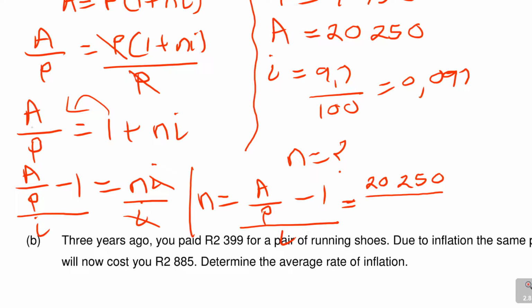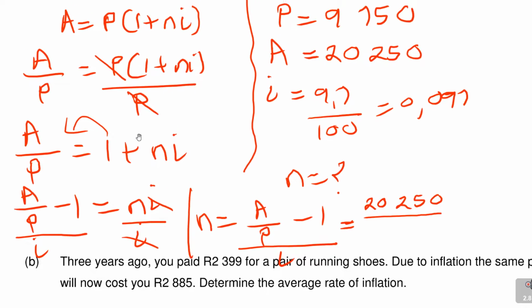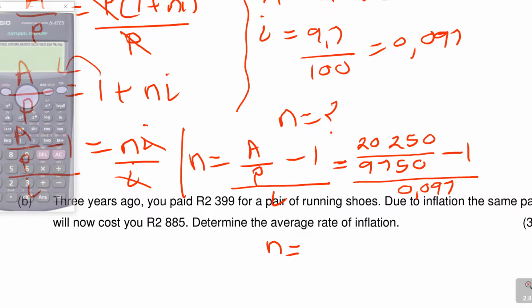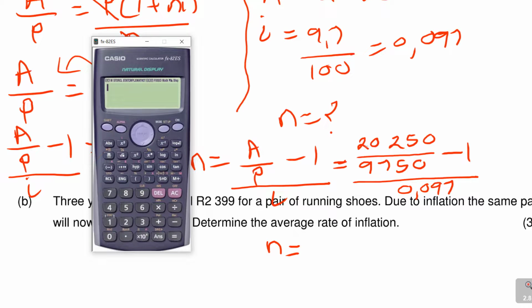What was P? It was 9,750. See, minus 1 all over interest is 0,097. Now look how I'm going to do this with the calculator. Be careful. Now my n is equal to, look how I'm going to do this with the calculator. That's why you must be careful. First one is a fraction. This is the bigger fraction where it says over 0,097.